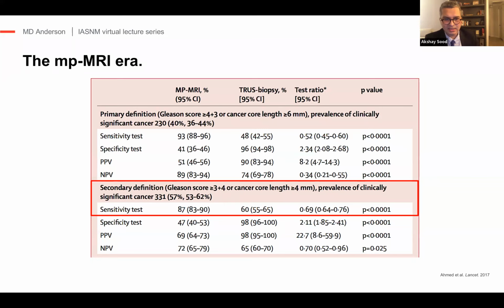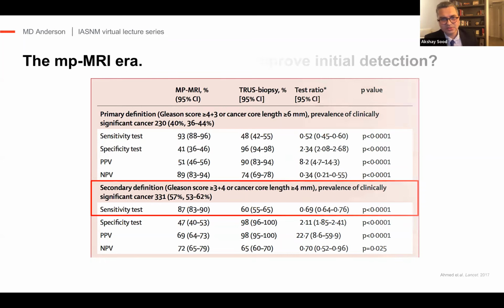But with that said, the sensitivity is only 87%. It's very good compared to what we had before, but there is still a chance that we miss significant cancers. And we know from other papers, which I will not discuss today, that there is approximately a 15 to 20% chance that we can miss clinically significant prostate cancer, Gleason 3+4 or above, especially when they are less than 3 or 4 millimeters in size.